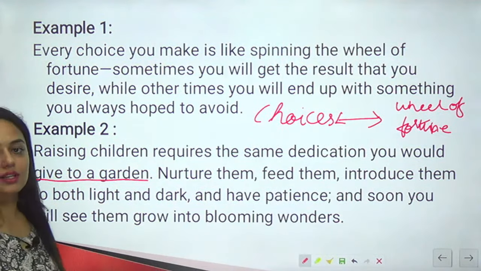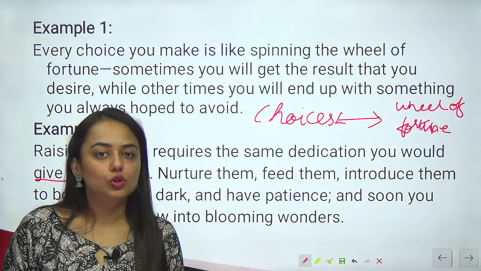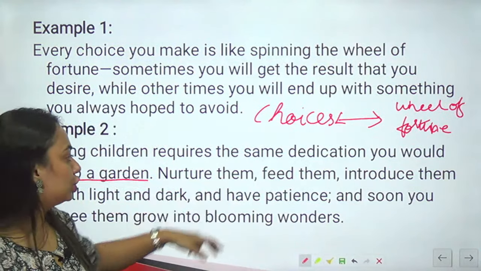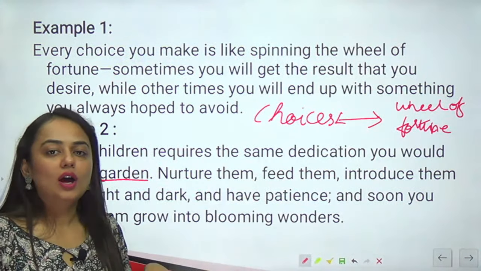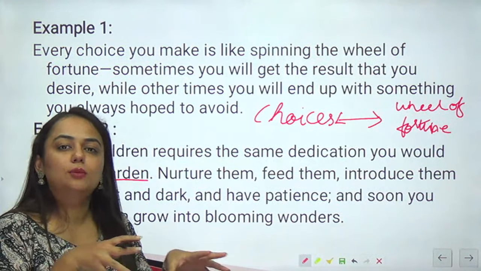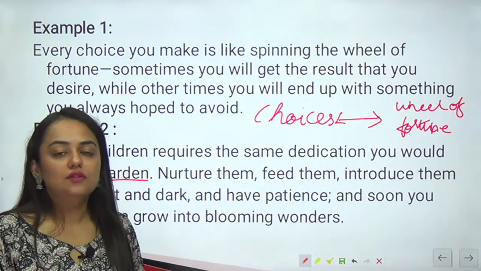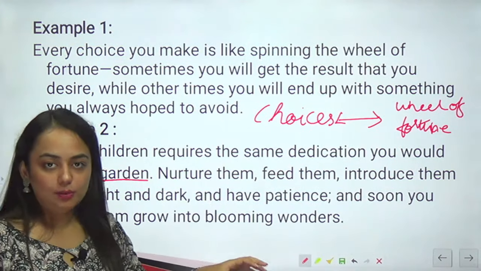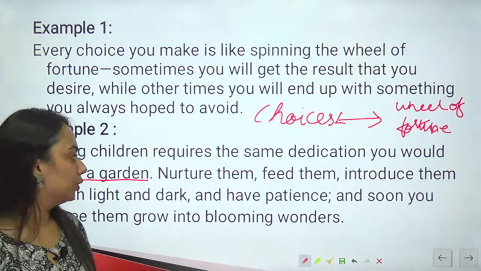In the next example, raising children requires the same dedication you would give to a garden. So what is this? Raising children or rearing the children is compared to gardening. See? Nurture them, feed them just as you have to nurture, take care of each and every plant, of soil, of environment, of temperature, of water, of nutrients. With the plants, similar is the case with the children.